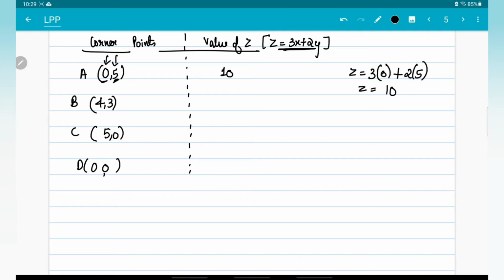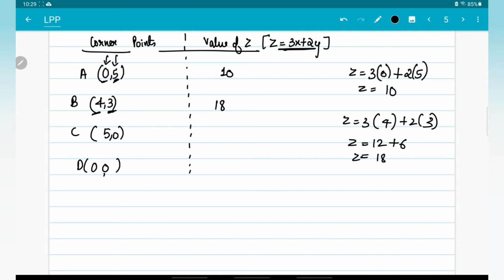So this is how I'm going to find the value of z. Similarly for the second one also, z is equal to 3x plus 2y. So in place of x, I'm going to substitute this 4, and in place of y, I'm going to substitute this 3. So that is how I get the value of z, which is equal to 18.